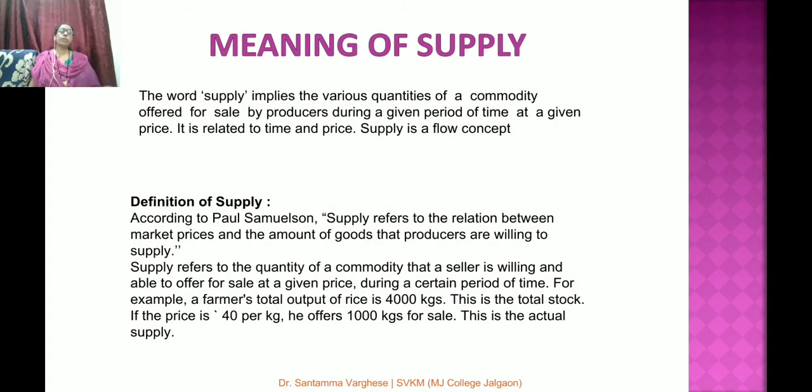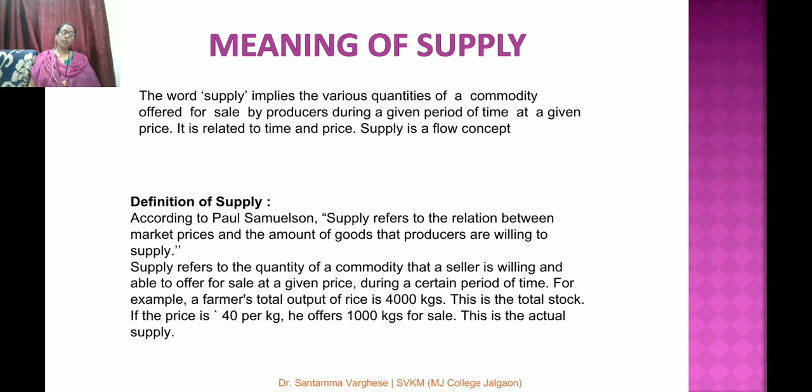Now the meaning of supply. The word supply implies the various quantities of a commodity offered for sale by the producer during a given period of time at a given price. It is related to time and price. So supply is said to be a flow concept. Supply is a flow concept. Now, the definition of supply is given.